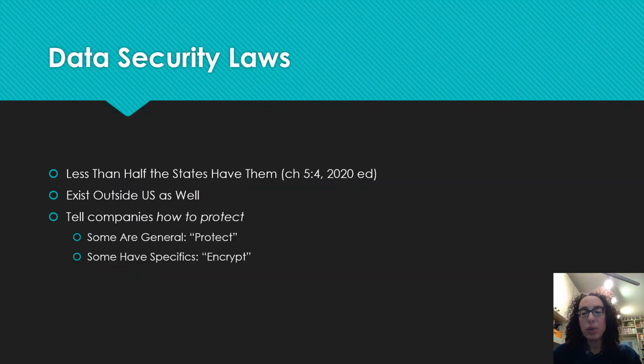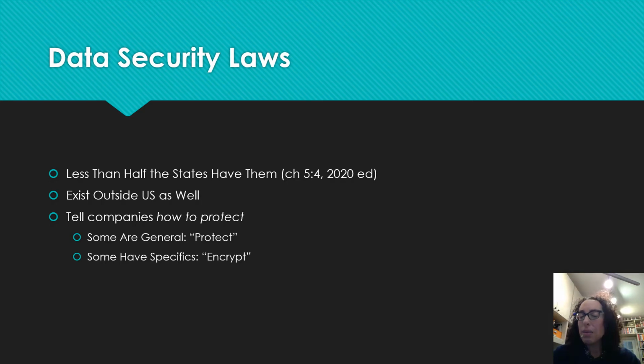So first, we're going to be looking this term at data security laws. There are not a lot compared to the number of data breach laws that exist out there, less than half of the states in the US. Lots of laws outside of the US as well, but again, far fewer laws explain how you are supposed to protect information, a lot more laws about a company getting in trouble if they fail to protect information.